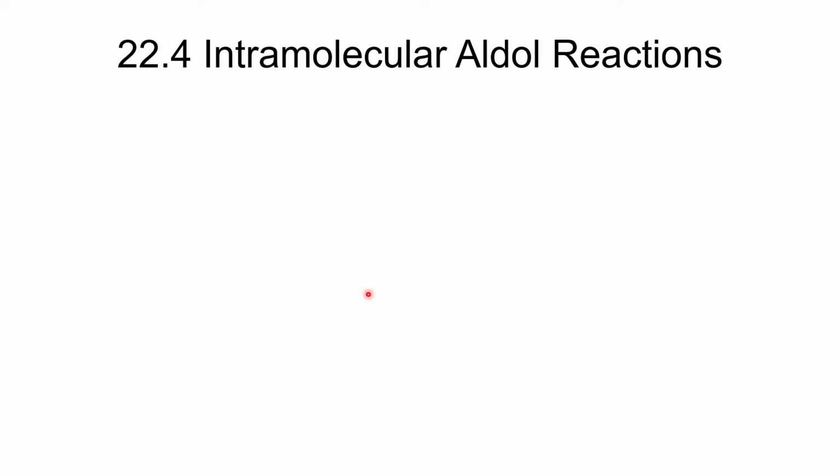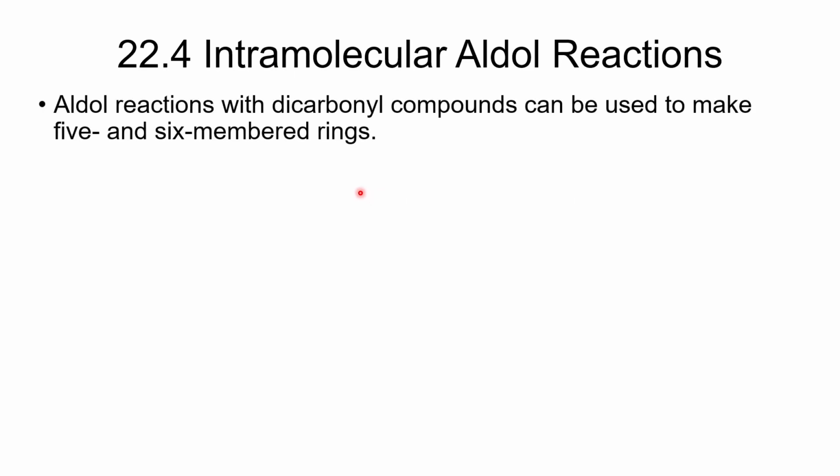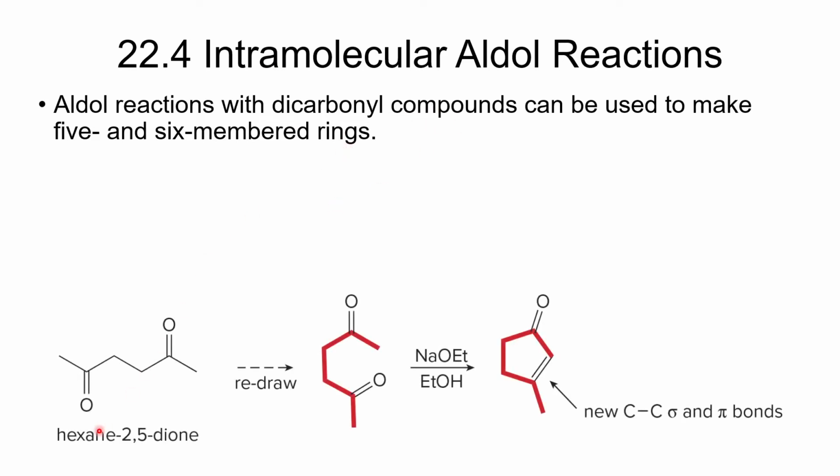All right, for the last section of this particular video, we're going to be looking at intramolecular aldol reactions. Intramolecular means within the same molecule. So it is possible to do these intramolecularly if we have a dicarbonyl compound. Here is an example. This is hexane-2,5-dione. So at the 2 and the 5 positions, we have the carbonyls.